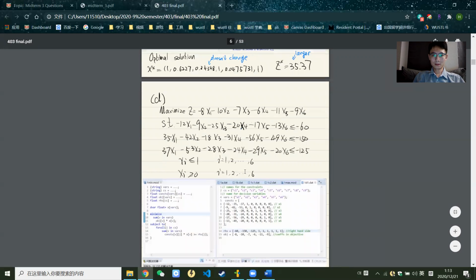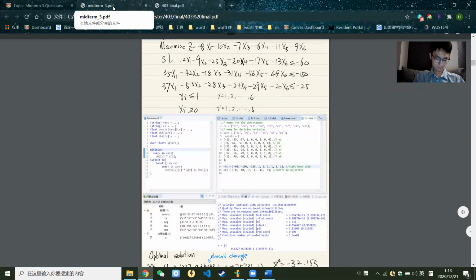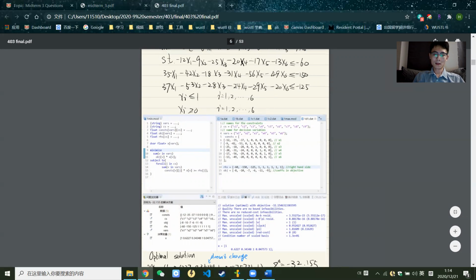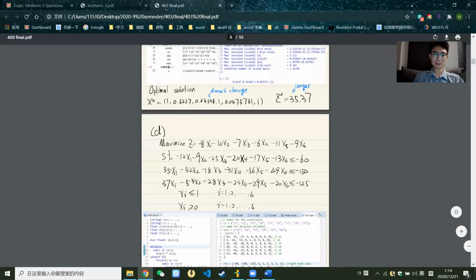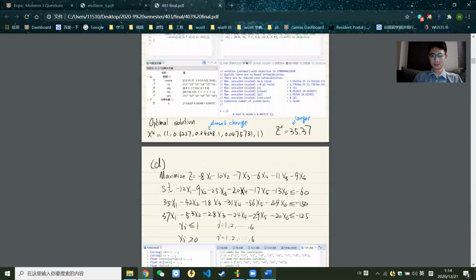And then in problem D, oh yeah. Firstly, we convert the problem into a maximization problem. So basically, I made all the coefficients in the objective function into negatives, and also the constraint coefficients and right hand side negative. So we can make the constraints be smaller or equal than constraints.